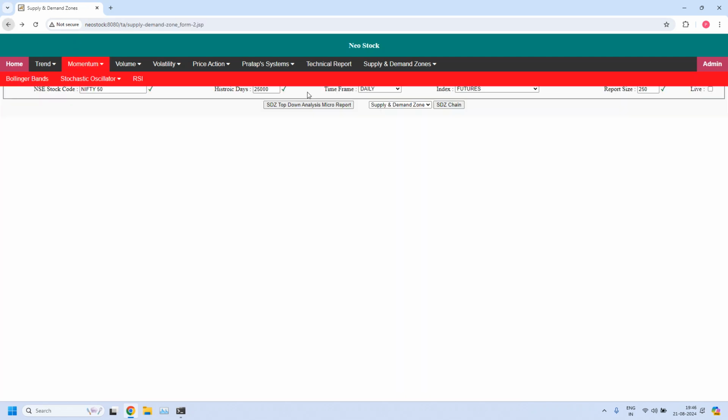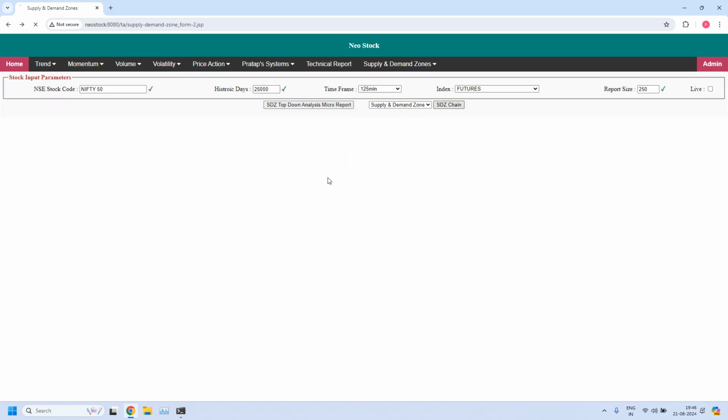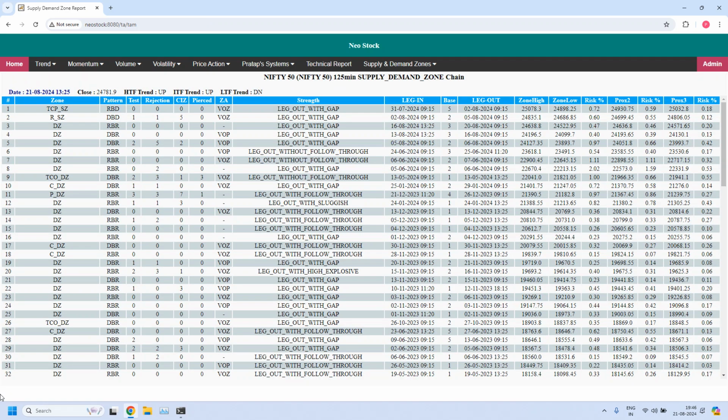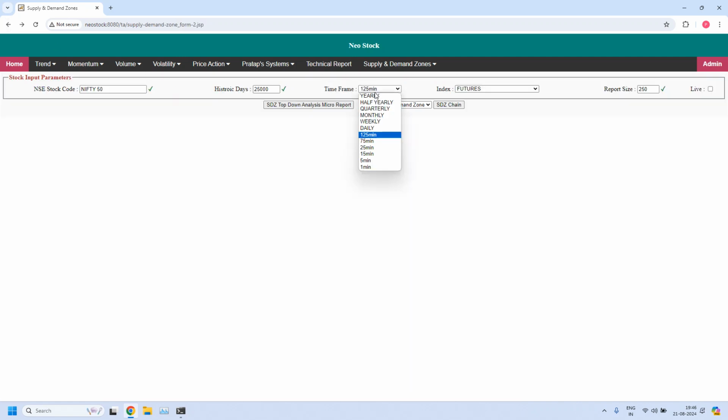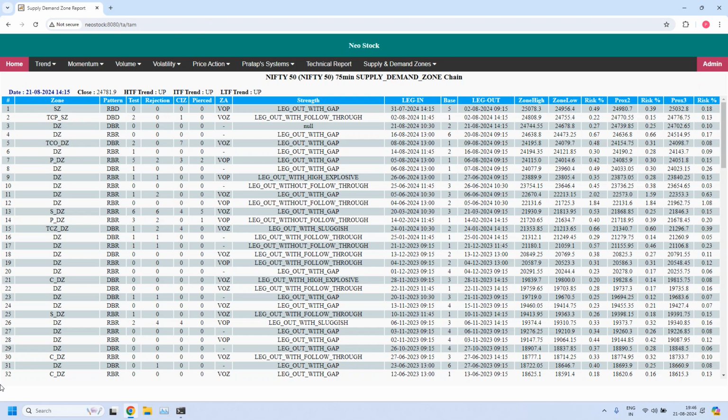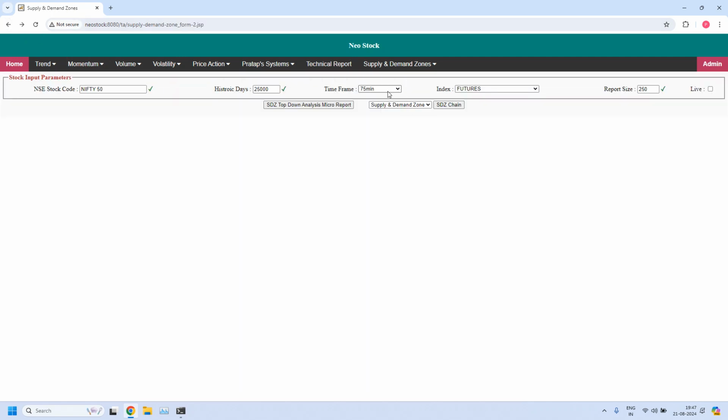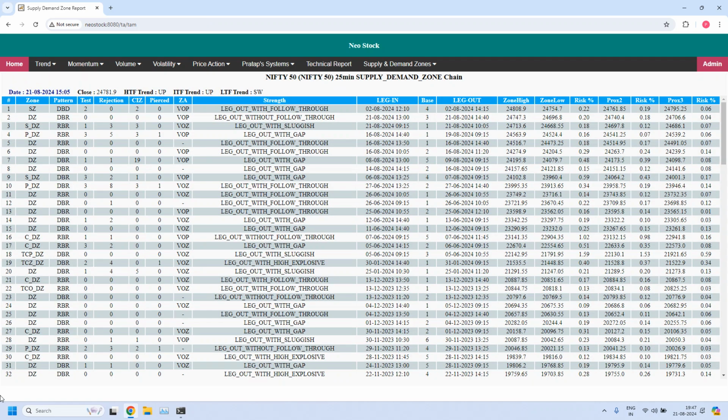And the next time frame is 125 minutes, generating 125 minutes supply demand zone chain for NIFTY. The next time frame is 75 minutes, generating 75 minutes supply demand zone chain for NIFTY. And the next time frame is 25 minutes, generating 25 minutes supply demand zone chain for NIFTY.